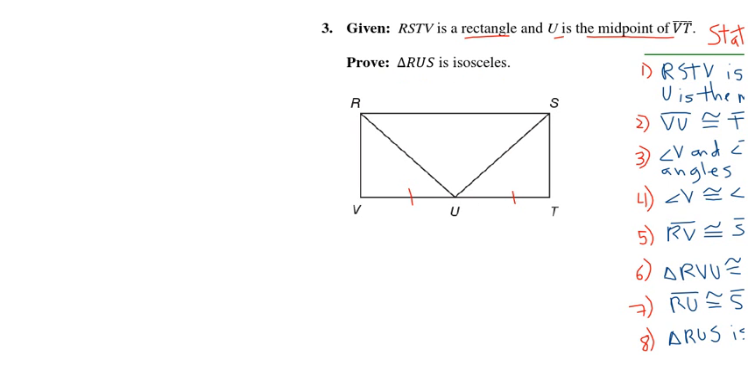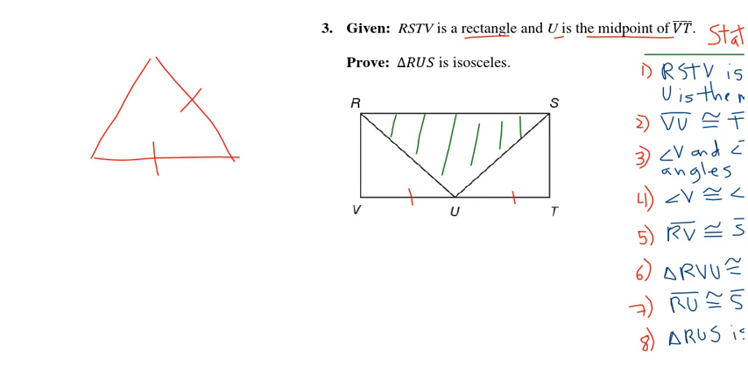You have to see what the definition of an isosceles triangle says, and the definition says that an isosceles triangle is a triangle that has two congruent sides. So in order to show that you have an isosceles triangle, you need to show that it has two congruent sides. That's what you need to show. So in this case, we want to show that this triangle is isosceles, so you need to prove that it has two congruent sides. Those two congruent sides are obviously going to be RU and SU.